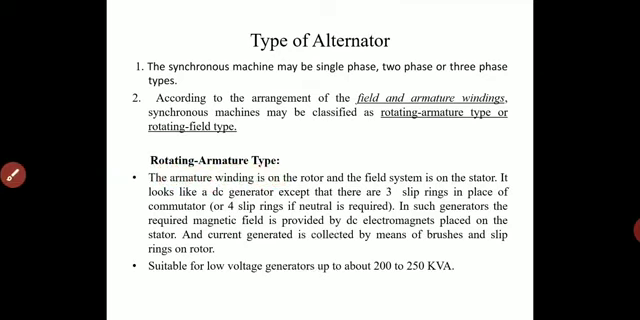In rotating armature type, the armature winding is on the rotor and the field system is on the stator. You know that any rotating machine has two basic main parts, rotor and stator. Rotor and stator both consist of windings.